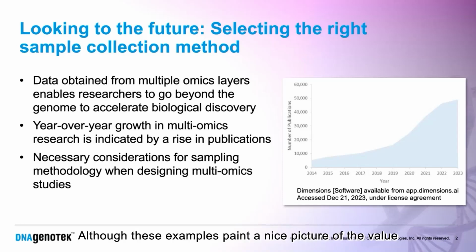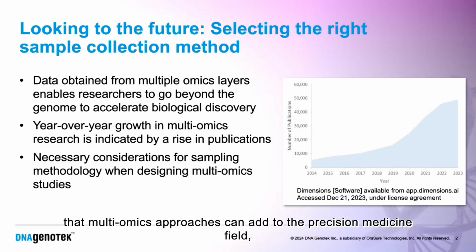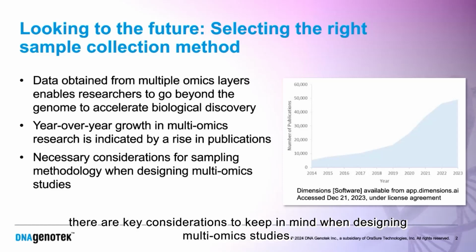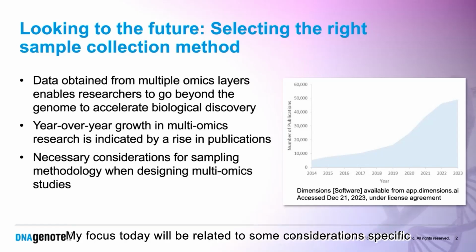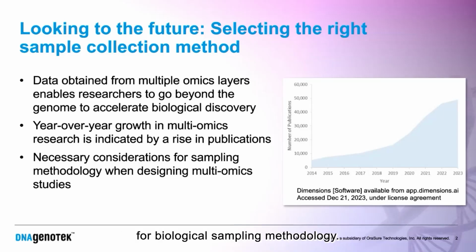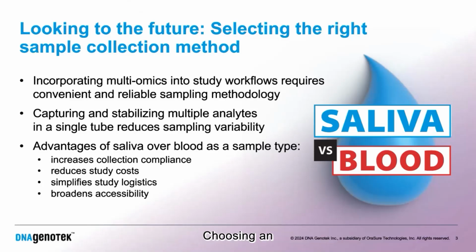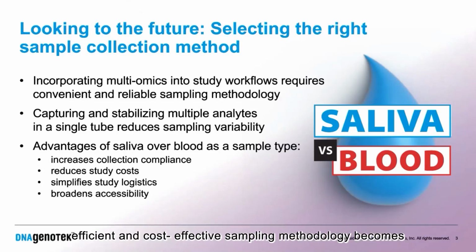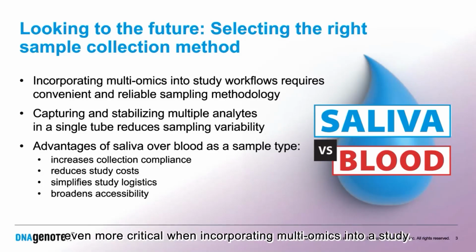Although these examples paint a nice picture of the value that multi-omic approaches can add to the precision medicine field, there are key considerations to keep in mind when designing multi-omic studies. My focus today will be related to some considerations specific for biological sampling methodology. Choosing an efficient and cost-effective sampling methodology becomes even more critical when incorporating multi-omics into a study.